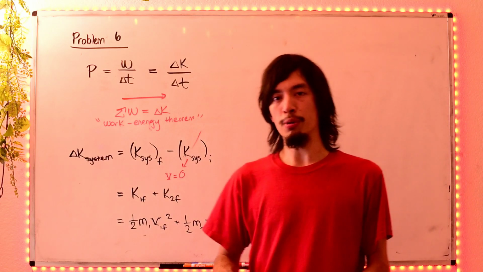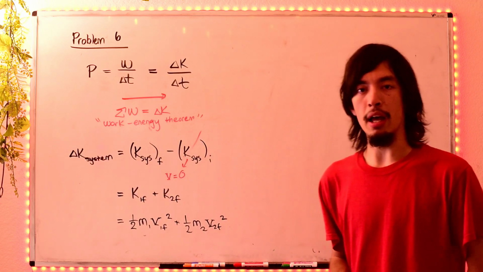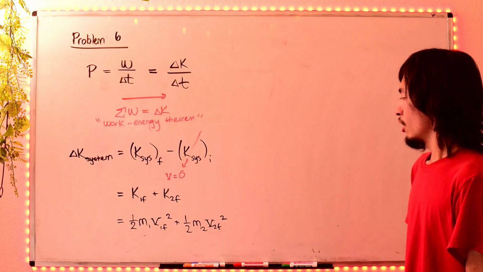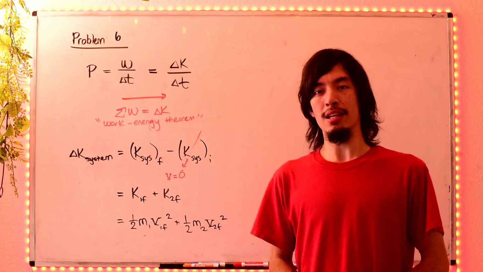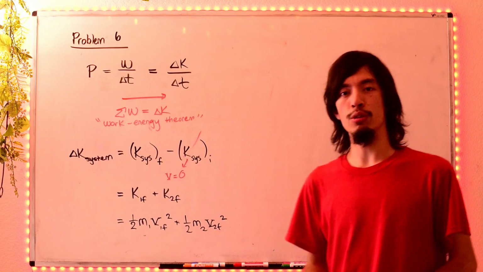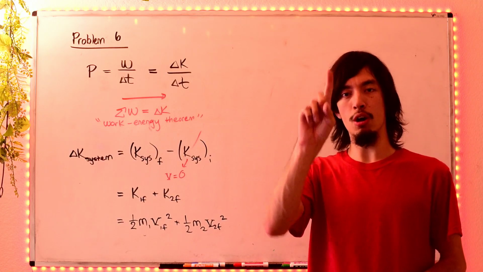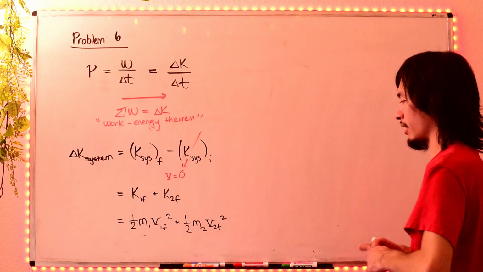So in order to solve this problem, we just need to know both velocities. We already know both masses. We do know one of the velocities, but not the other. So you do need one more principle to solve this to get the other velocity.